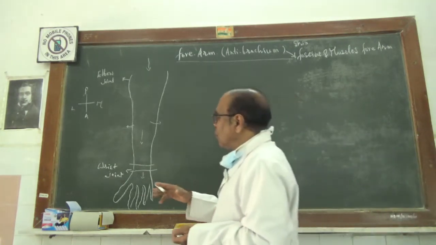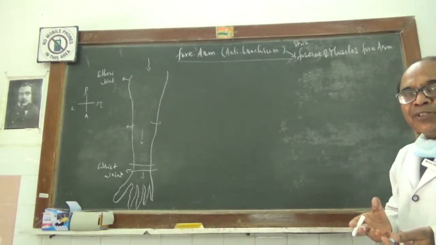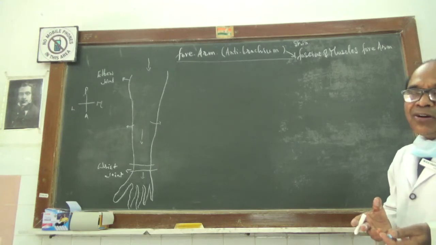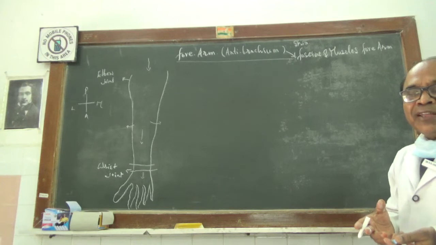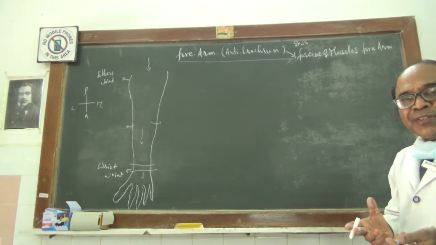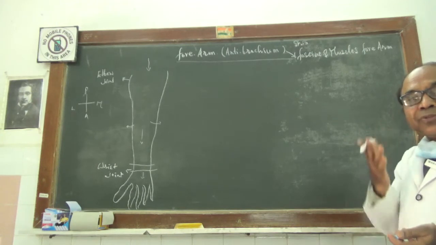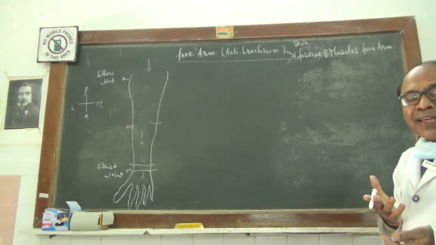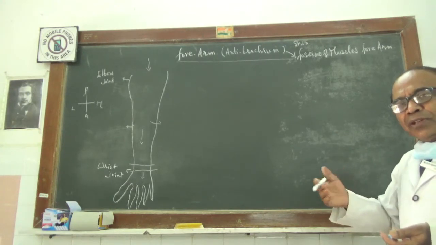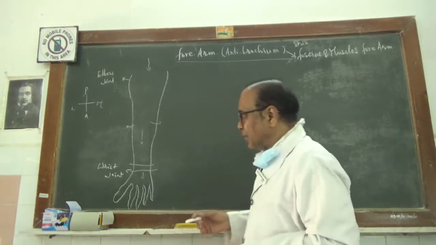But the same is not true for the posterior part and the lateral aspect of the forearm. It is a bit rough because there is a scarcity, or less deposition, of fat in the space between the superficial fascia and the deep fascia, and thereby there is an abundant distribution of hairs, more in the male but comparatively less in the female sex. So this will be the picture.